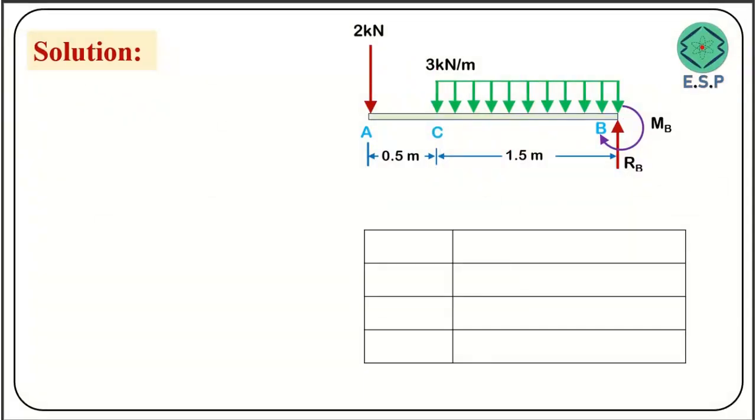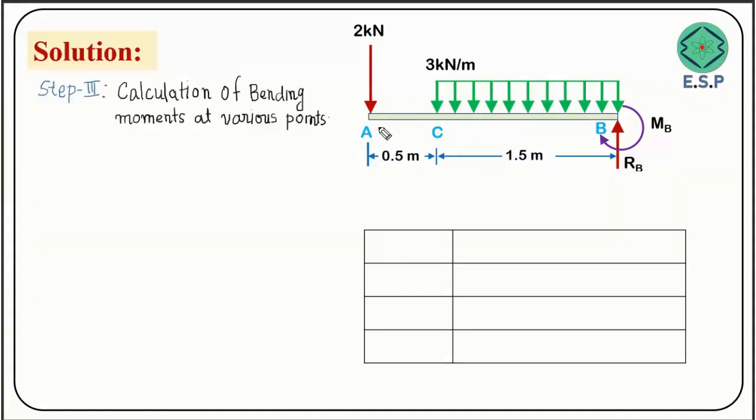Now we'll go for the third step, that is calculation of bending moments at various points. Since this is a cantilever beam, we will start moving from this corner of the beam. In the bending moment, this is basically a force given, so we need not take just before the force and just after the force, because this will not change the value of bending moment. For a cantilever beam, we start from the free end, which makes the calculation very simple. So we start from free end A and directly find the bending moment at point A.